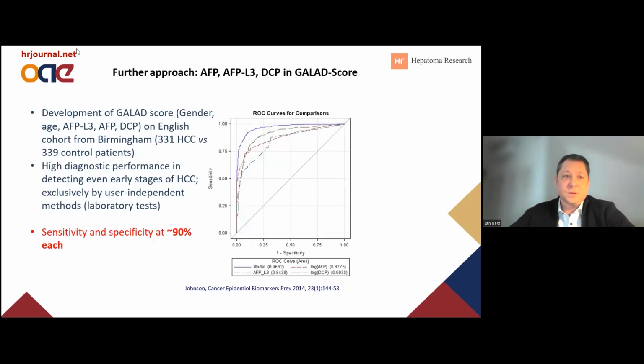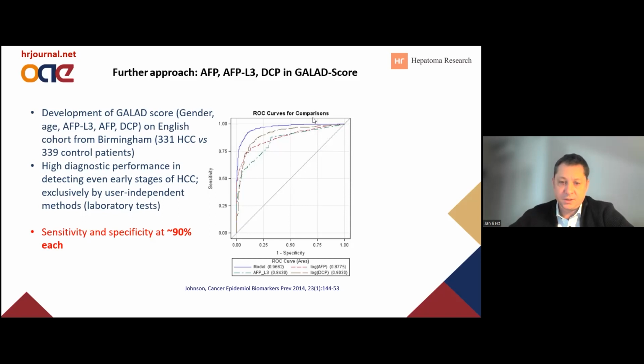After these 3 biomarkers were established, a special score was developed by Philip Johnson in 2014, where gender and AFP as independent risk factors for HCC were included in the score. The pilot project was on a British cohort with 300 HCCs versus about 300 controls with cirrhosis. There they could see a high diagnostic performance in detecting even early stages of HCC exclusively by user-independent methods.